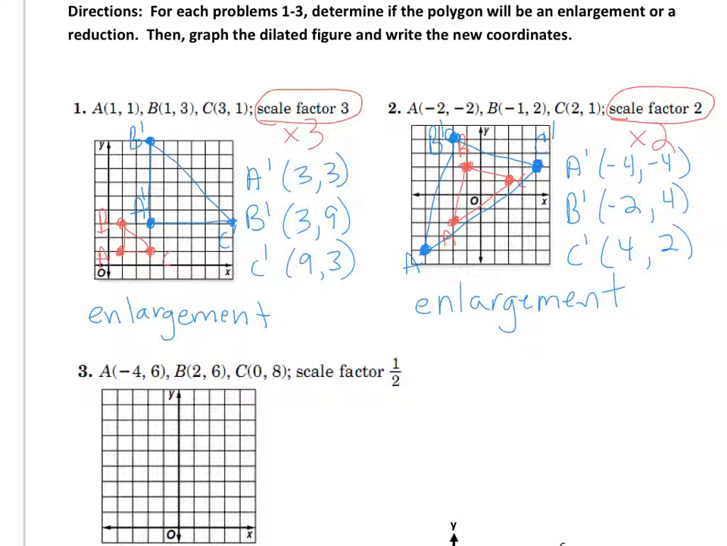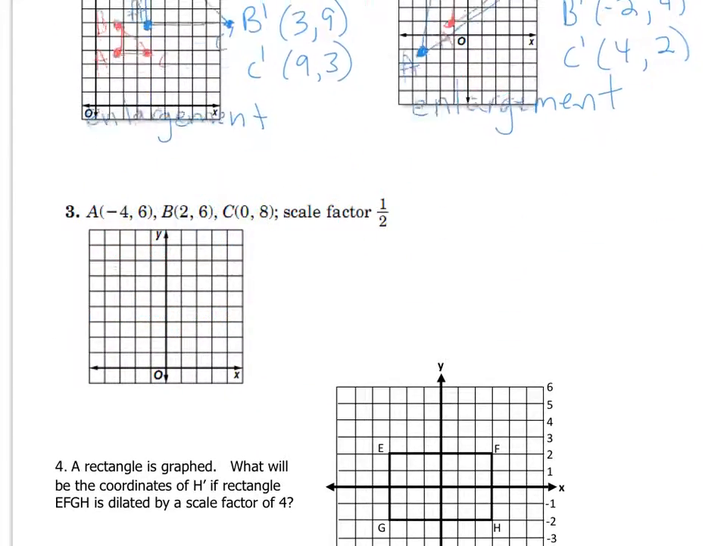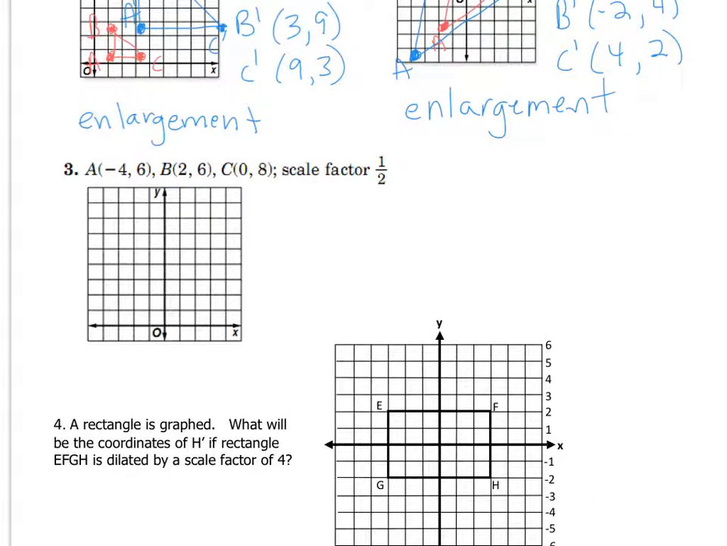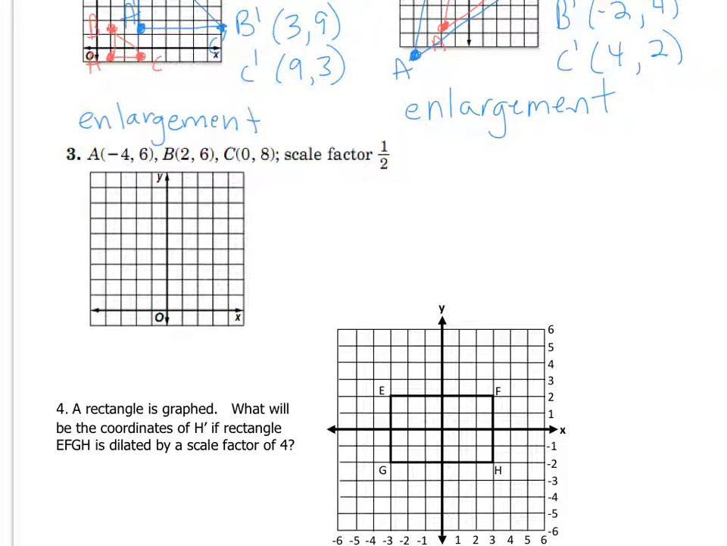For number 3, our scale factor is 1/2. So, because of that, I know right away that that's going to be a reduction. It's going to get smaller. So let's go ahead and plot the original over -4, up 6. And B is over 2, up 6. And C is over 0, up 8.